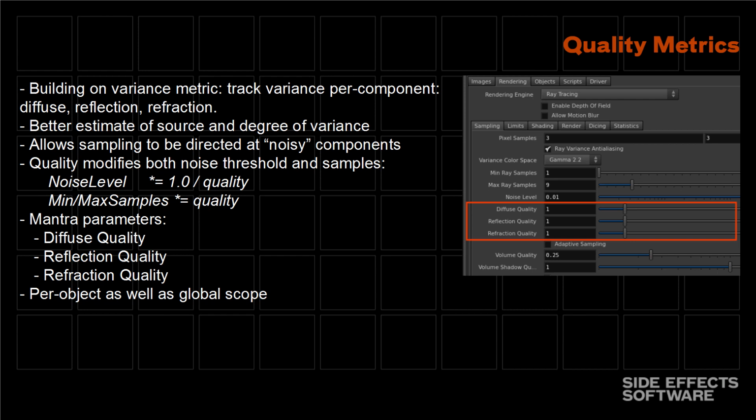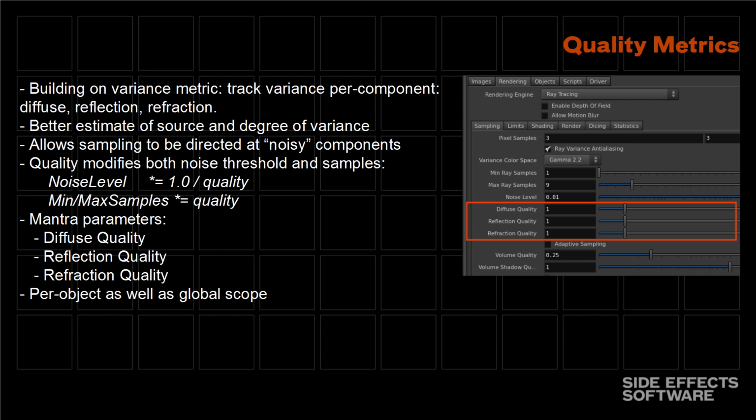So quality, the way it works is it modifies both the noise threshold that we looked at before, the noise level, and it modifies the min and max samples that are being used by the renderer. So when we're doing variance ray tracing and anti-aliasing, we have a min and max amount of rays to spend. And what that says is that we'll always trace the minimum amount of samples. But if we find samples with a lot of variance in them, we will trace additional rays up to the max.